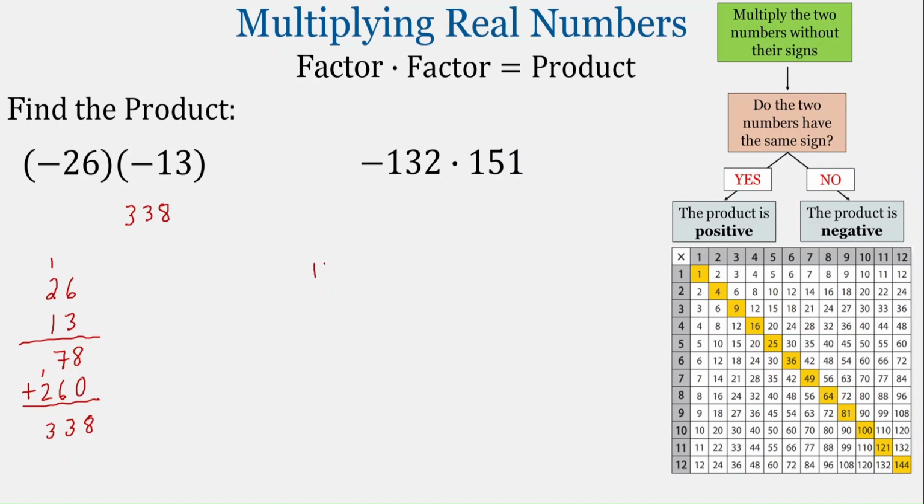So now we have 132 times 151. So 1 times 2 is 2. 1 times 3 is 3. 1 times 1 is 1. 0 in that 1's place.